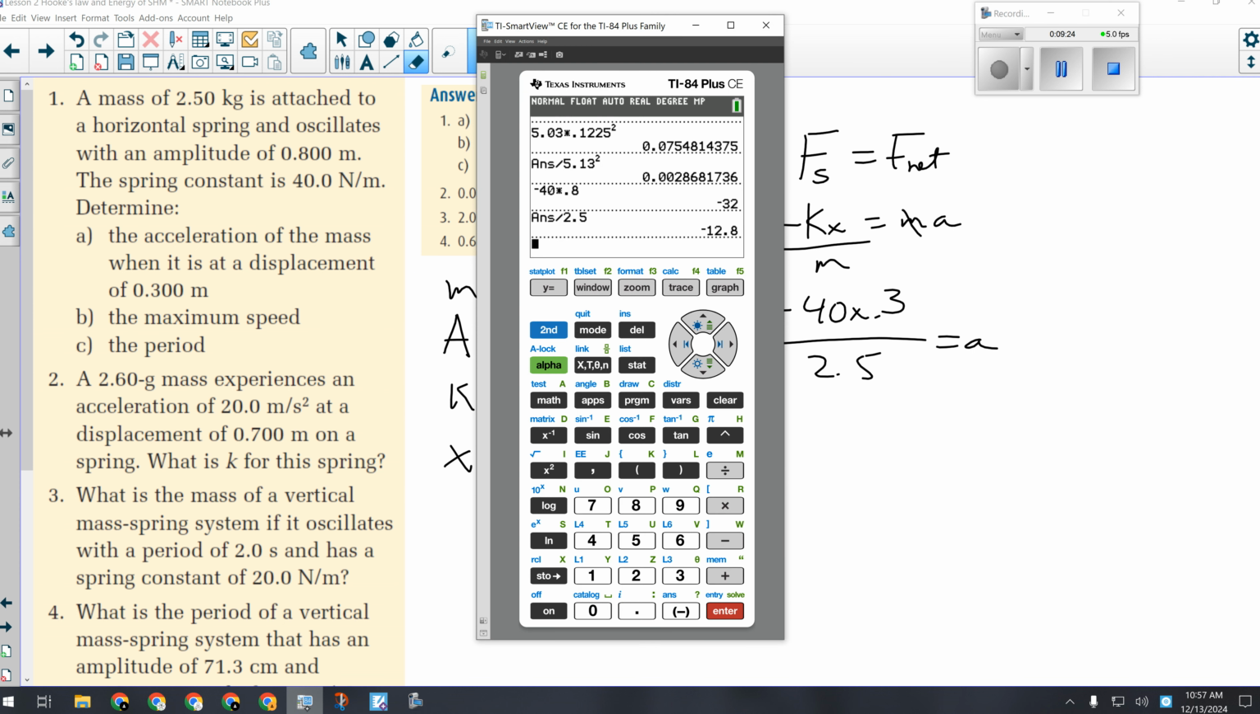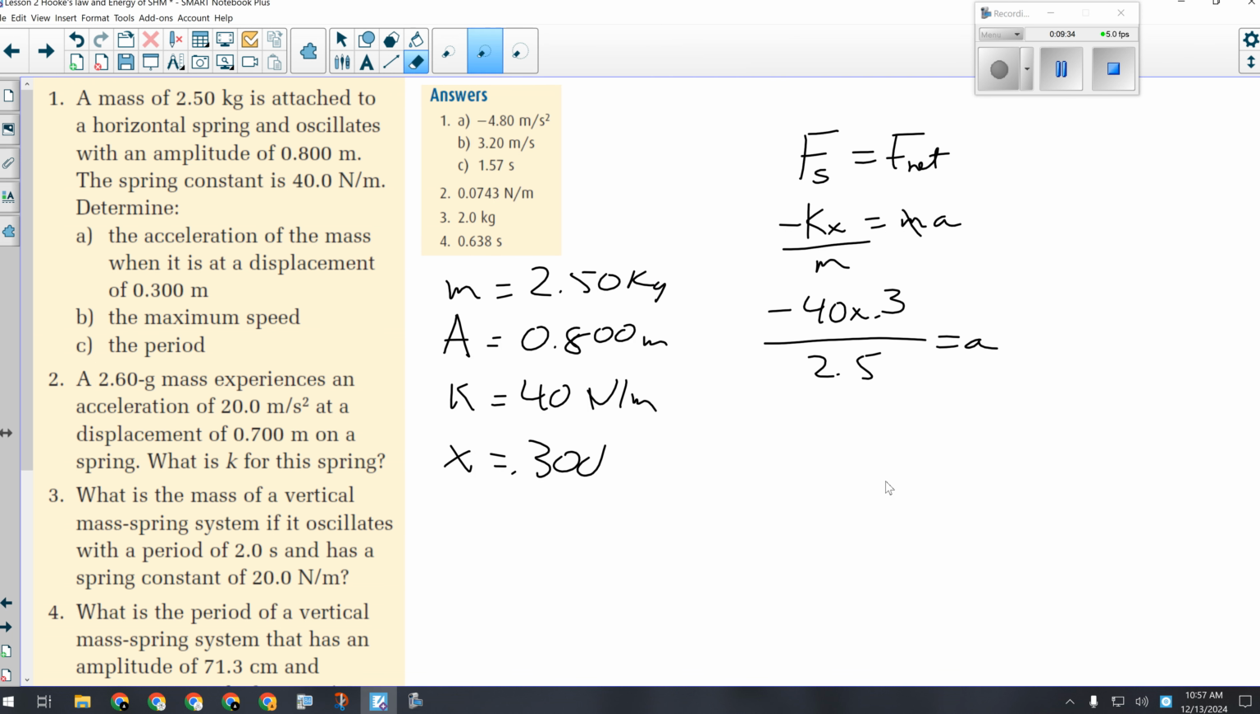All right, so negative 40 times 0.3, not 0.8, and then divide that by 2.5. That's better. Okay, so I'm getting negative 4.8 meters per second squared. That's all I can write. I can't really be sure of that because they didn't tell me which direction the displacement was, but that's all I can do. Everyone all right with that?